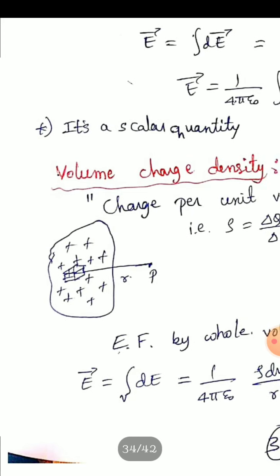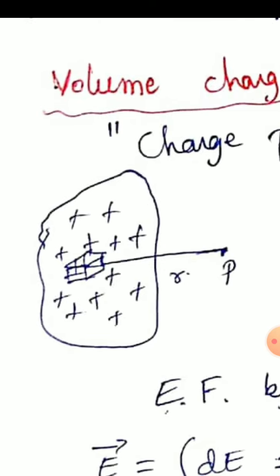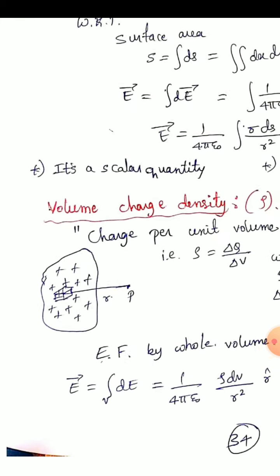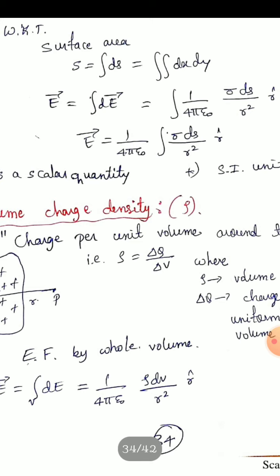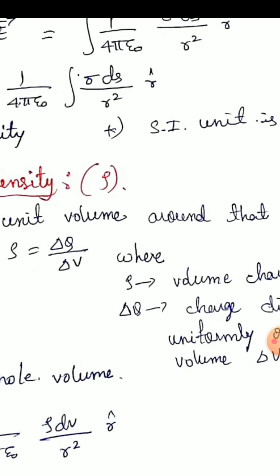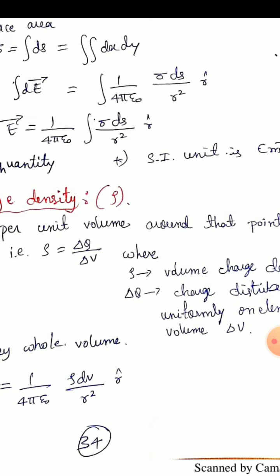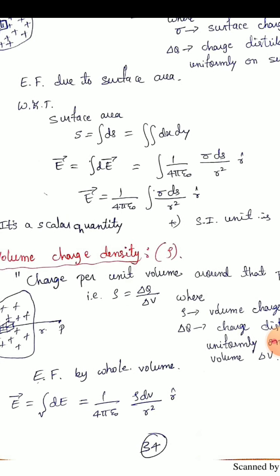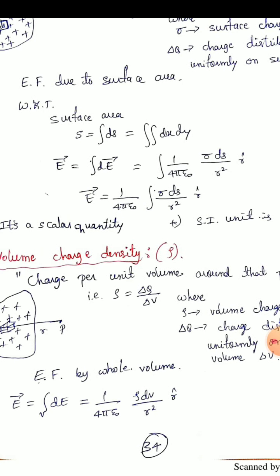You might be observing here, I have taken some area and through that I have noted a point P at a distance r. Charges are distributed over the surface and in that I am considering a certain volume, a cube. In that particular cube, how much charge is accumulated is represented by volume charge density. Rho is equal to delta Q divided by delta V, or dq divided by dV. You may use dV or delta V. In this case, I have used delta Q and delta V.